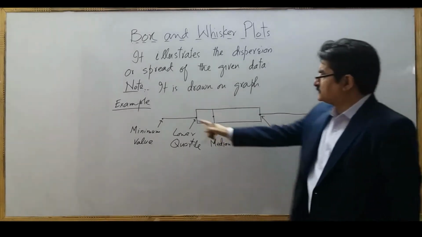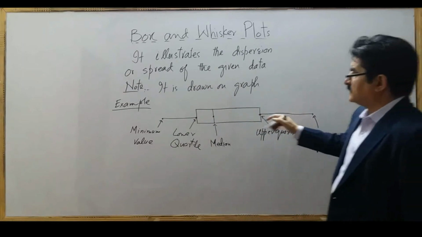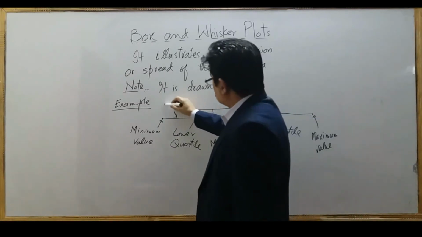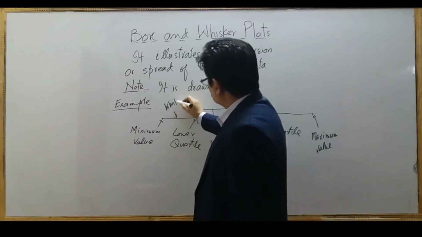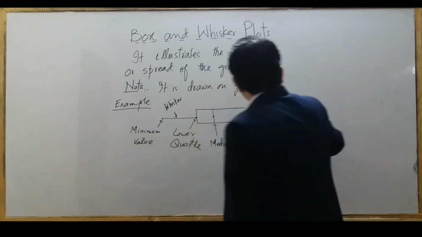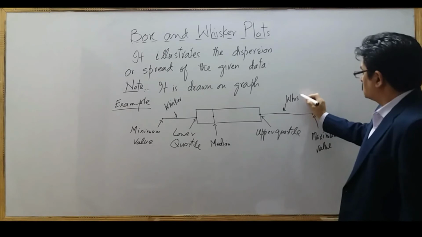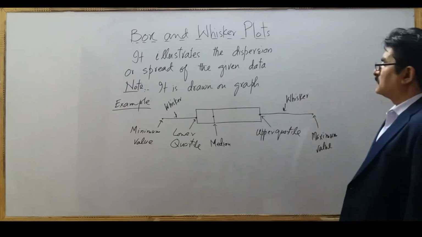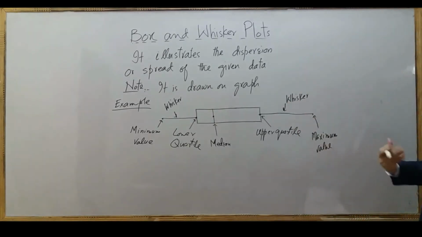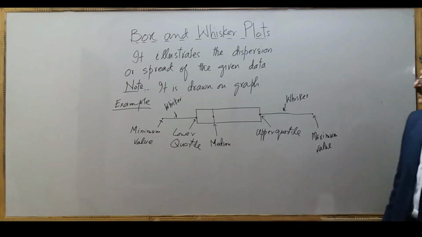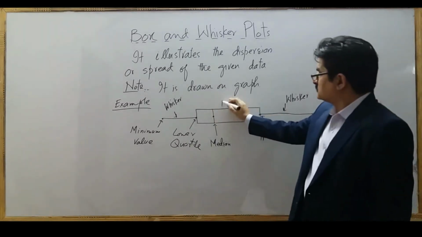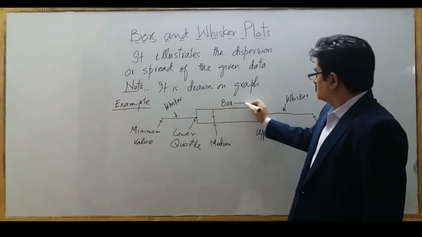Now these lines are called whisker. This line is called whisker. So the name is box and whisker plots. So this is a box from here to here.